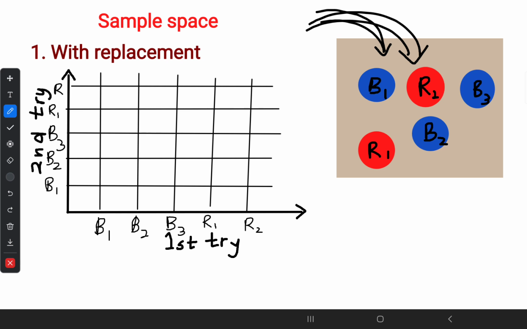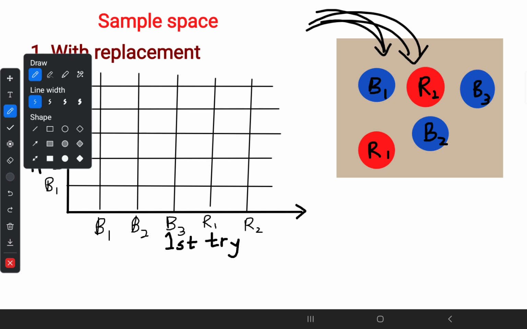This is the skeleton for the sample space. In the first try we had 5 balls, so I denoted all the balls on the axis. In the second try, also with replacement, we will have 5 balls in total. I marked all of them on the vertical axis as well. Now the cross, the making of the cross, that's important.